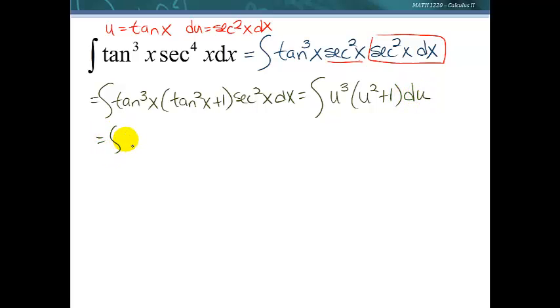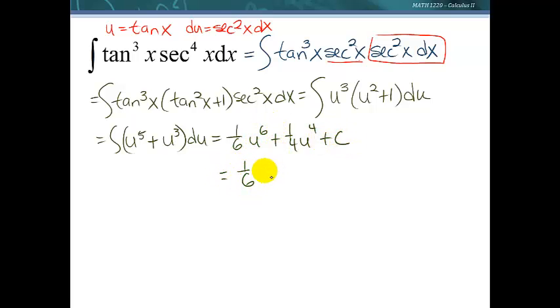Well, so that's just the integral of u to the fifth plus u to the third du. So we have 1/6 u to the sixth plus 1/4 u to the fourth plus a constant. So that's going to be 1/6 tangent to the sixth x plus 1/4 tangent to the fourth x plus a constant.